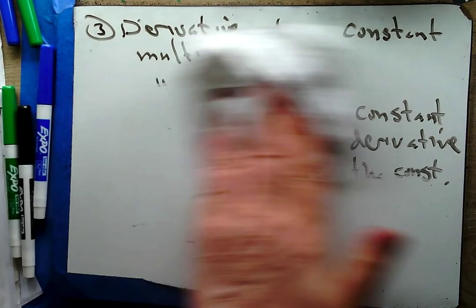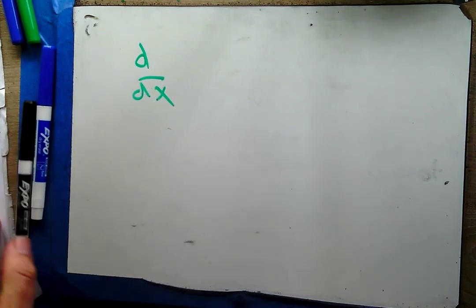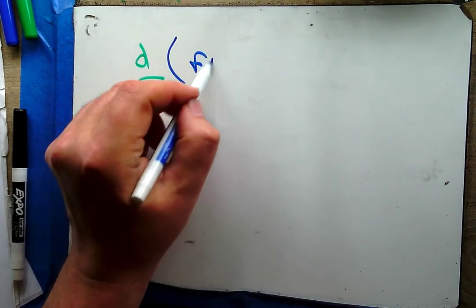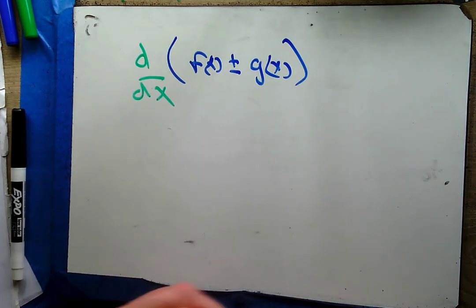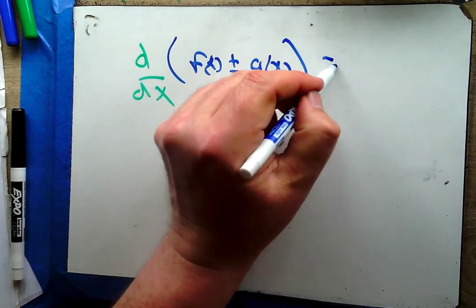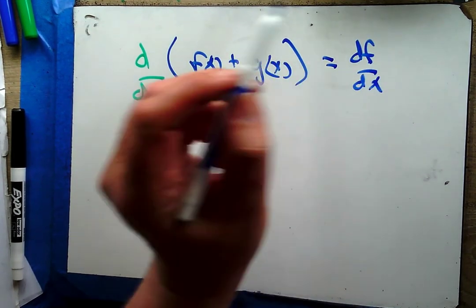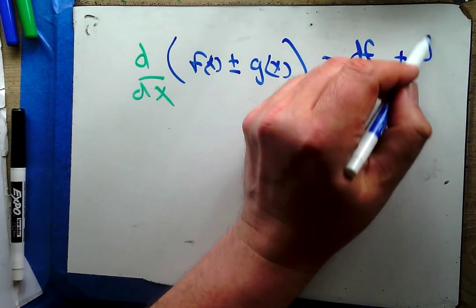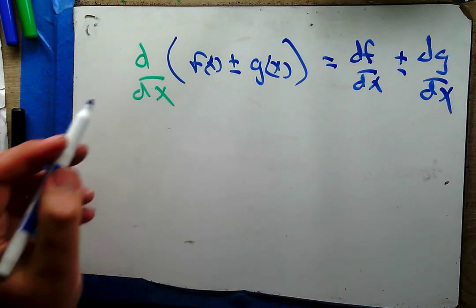So, in notation, if I want to take the derivative of f of x plus or minus g of x, that derivative is going to be equal to d of f of x, df dx, that's it, plus or minus dg dx. And so I just take the derivative of each piece.